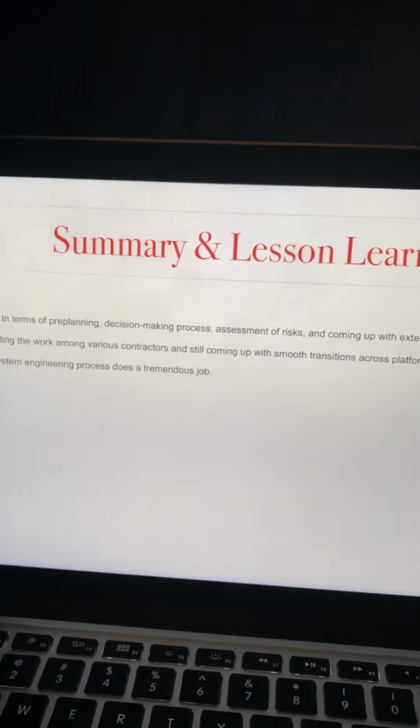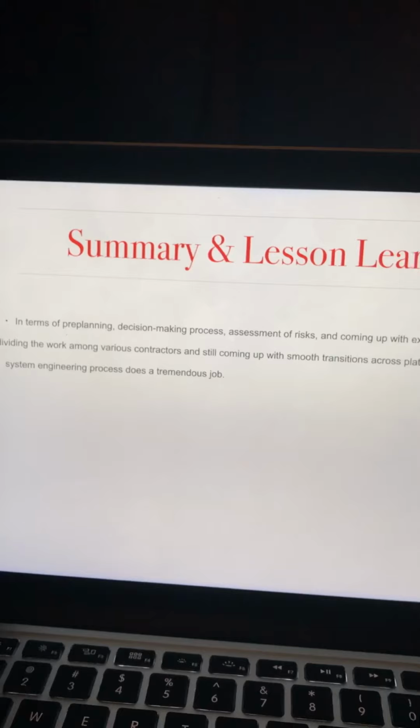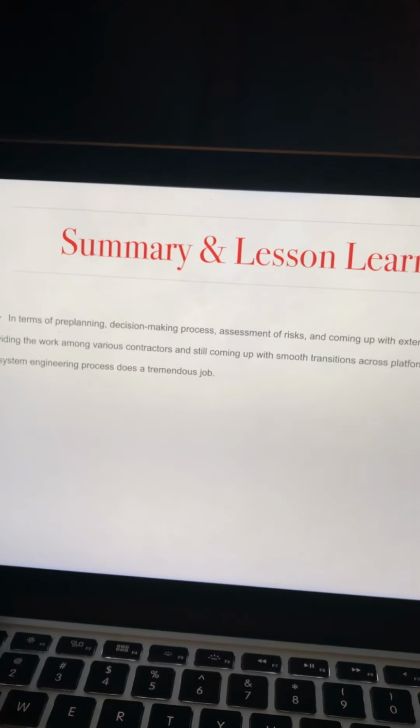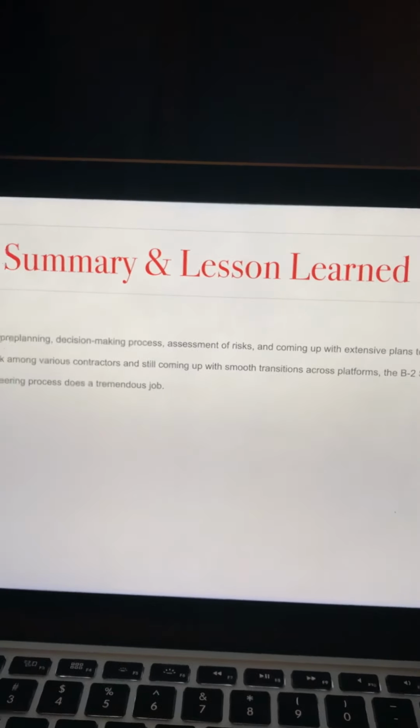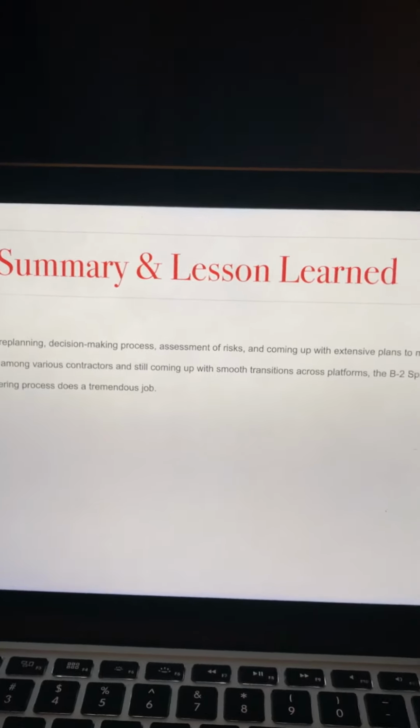The B2 Spirit system engineering process does a tremendous job. So this is a very good case study that one can look at, and also look at my paper, and look at the presentation, and look at all the sources that I've cited, in case someone wants to learn a lot more on the system engineering process of how a very complex aircraft system is done.